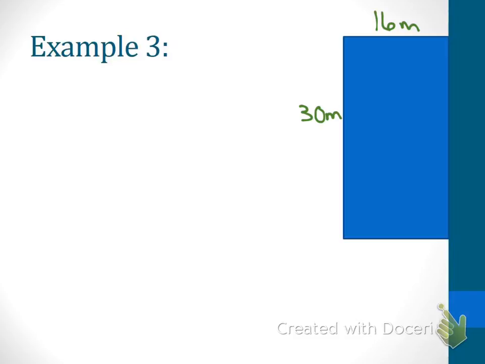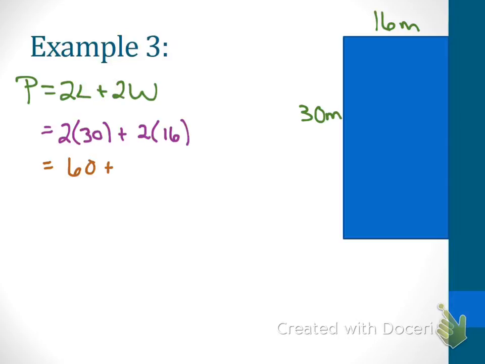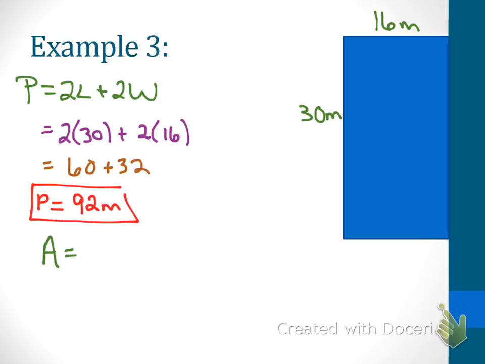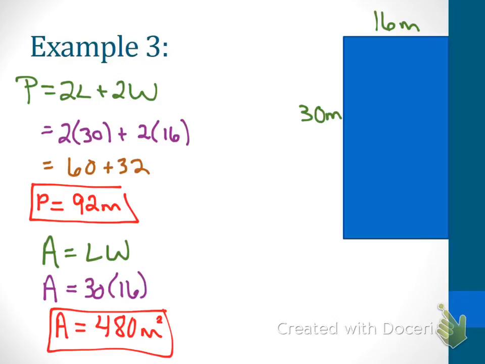So perimeter, Blake, what did you get? Perimeter, I got 92. All right, do you agree with him? 92? Yes. Did you get that, Mackenzie? Yes. Yeah, all right, good job. And what about area? What'd you get, Alexis? 480. Do you agree with her? Yes. All right, and then don't forget to square your unit, okay? 480 meters squared. Good job, guys.